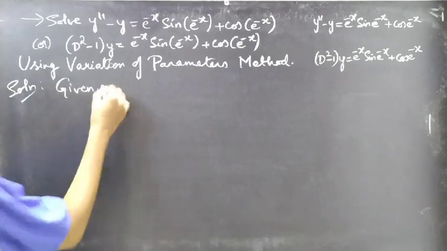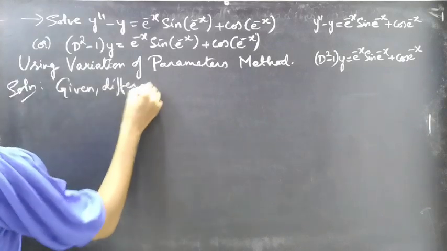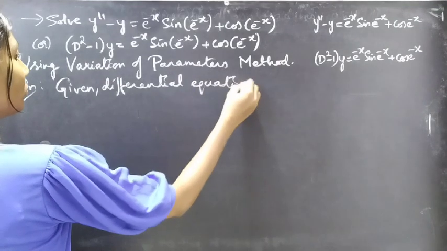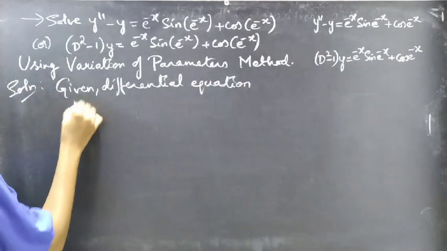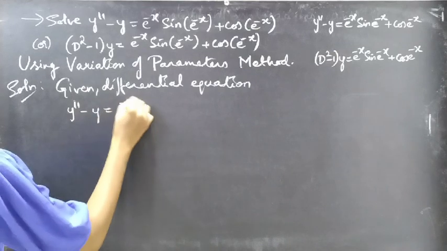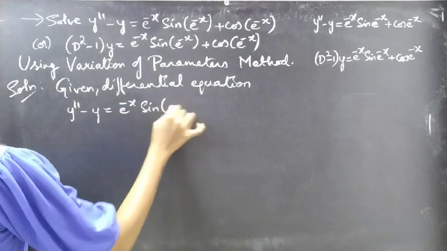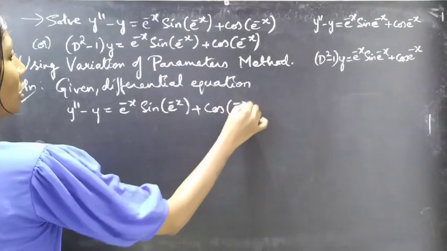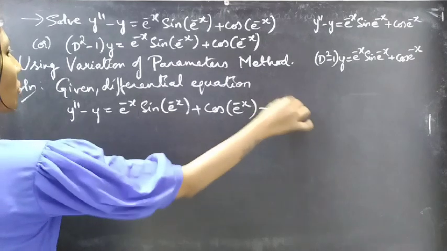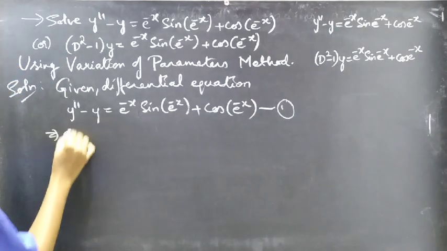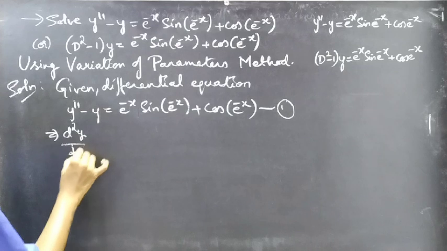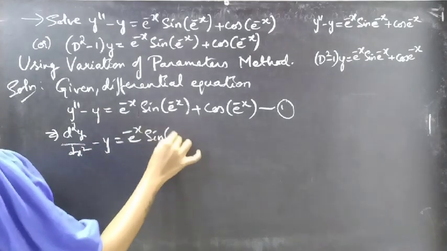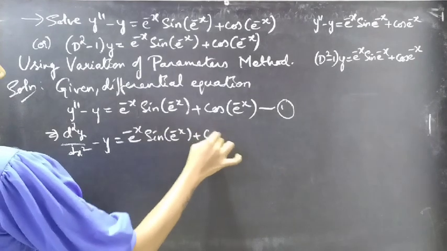Given differential equation, y double dash minus y equal to e power minus x sine of e power minus x plus cos of e power minus x. Consider as equation number 1. Now we can write y double dash as d square y by dx square minus y equal to RHS part remains the same.